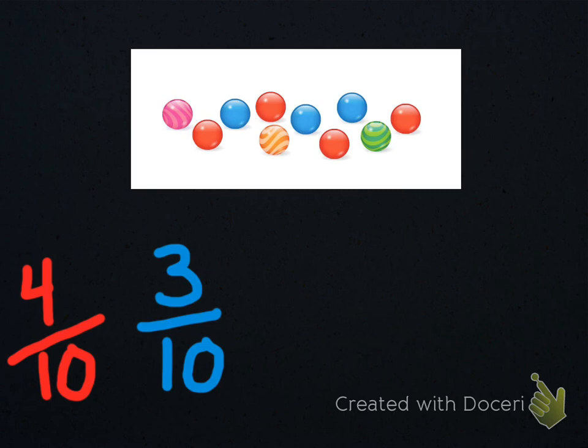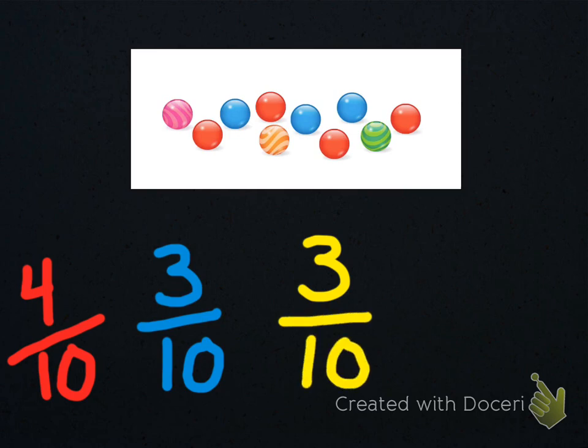We also see some marbles that have sort of like a stripy color. So I'm just going to use yellow for that. So if I count up how many marbles are striped, I would see again that there are 3 striped marbles. So out of 10 altogether, 3/10 of these marbles are striped.